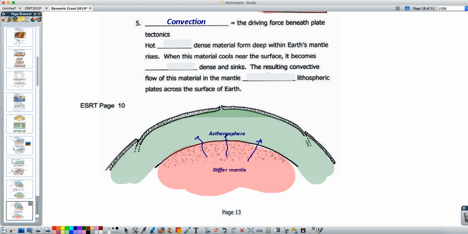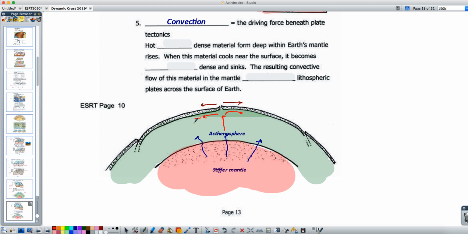But what happens is this material gets very, very hot, and this superheated material tends to rise. And it will spread right here. That spreading is going to help move these two plates apart right here. All right, so let's continue.